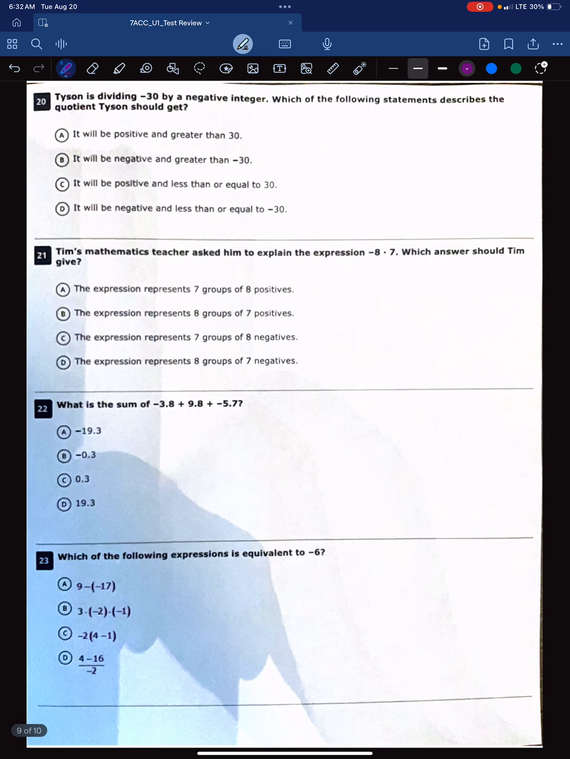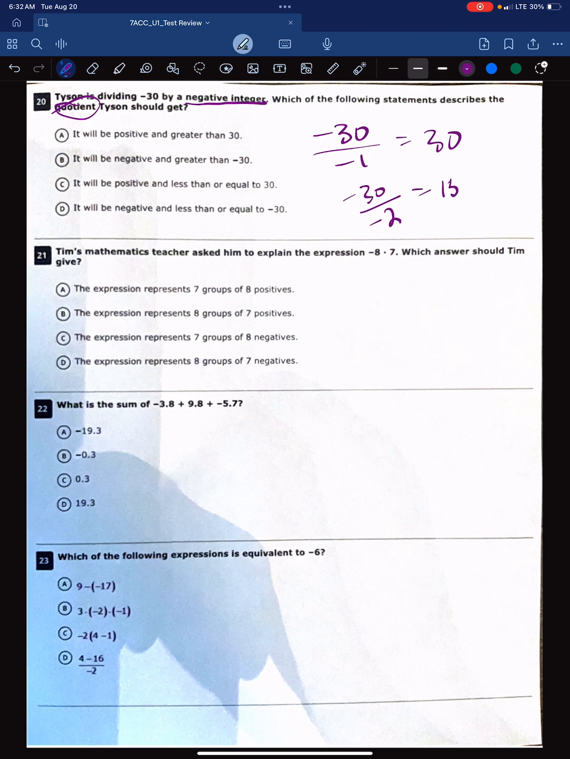Okay. 20. Tyson is dividing negative 30 by a negative integer. Which of the following statements describes the quotient, or the answer? Quotient means answer from a division problem. So if I'm dividing negative 30 by a negative integer, let's just do negative 1. Let's pretend that negative integer is negative 1. That's 30. Okay, let's do another one. Let's do negative 30, and let's do a value that we can do easily, negative 2.